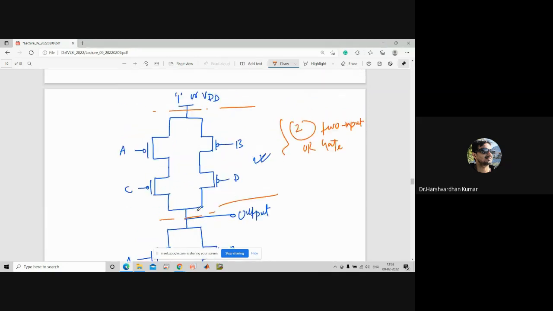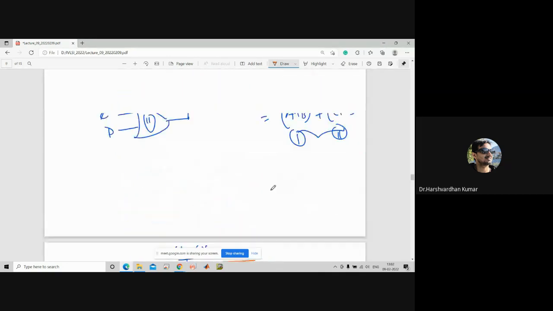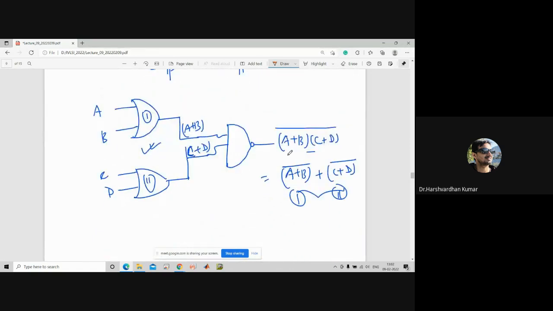What about the lower part? So in the lower part, you can see in the output, we need to connect the switches in series, because this is the OR gate and this is the NAND gate, the inverted AND gate, you can say. This is also known as the inverted AND gate. So for the AND gate, we know very well, we need to connect the switches, or you can say transistors, in series.